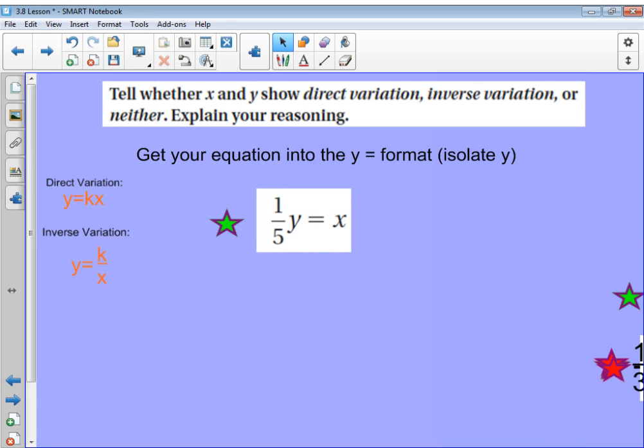Okay, how about this one? 1/5 times y equals x. So go ahead and pause your video and try this one, working to get y by itself.